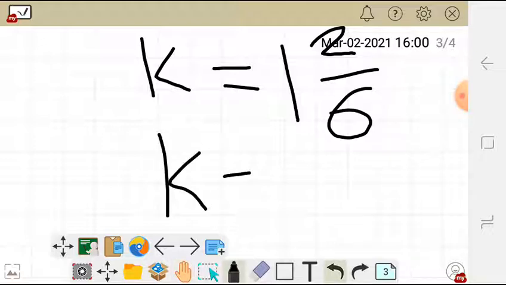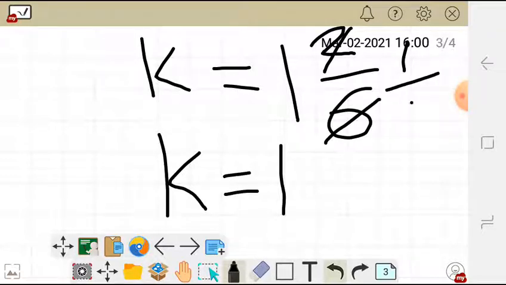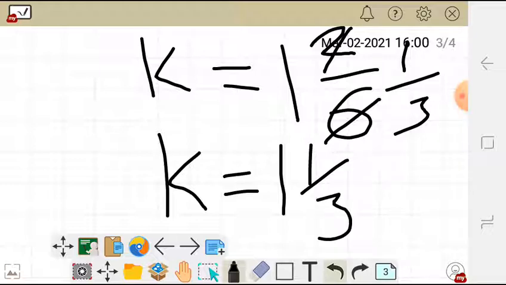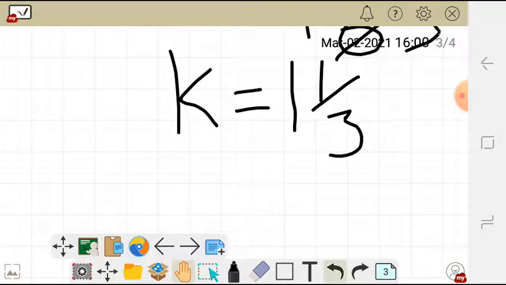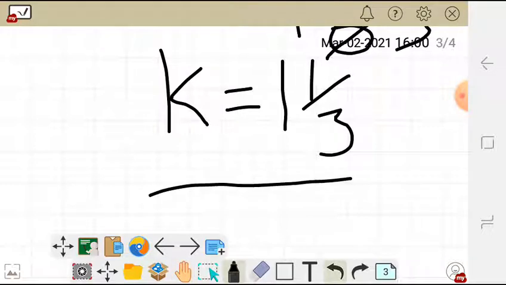So our whole number k is 1, then we look for the number which goes into 2 and 6 without leaving a remainder, which is 2. So 2 into 2, it will be 1, and 2 into 6, it will be 3. So it will be 1 and 1 over 3. Okay, so this is the constant of variation.